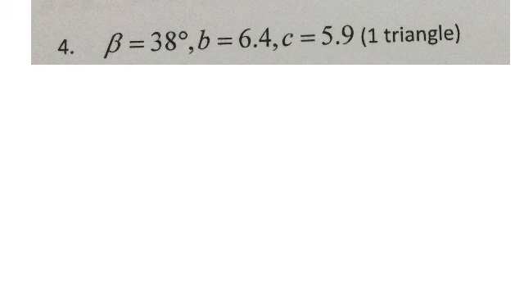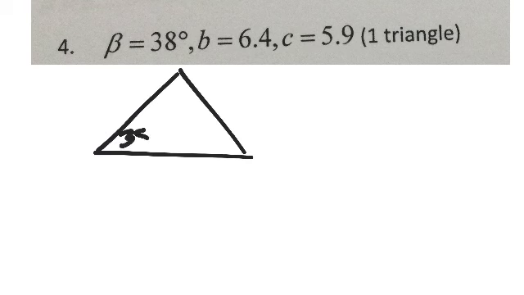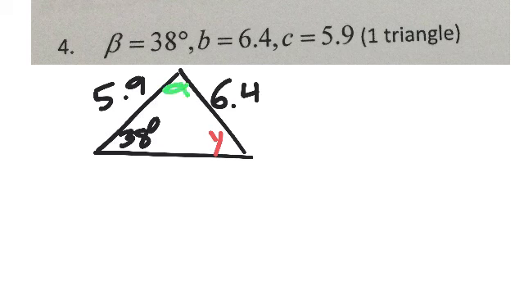Okay. So when I draw this triangle out, I've got beta, which is 38 degrees. Across from beta is side B, which is 6.4. It tells me C is 5.9. So across from C has to be angle gamma, which leaves me with angle alpha and side A.